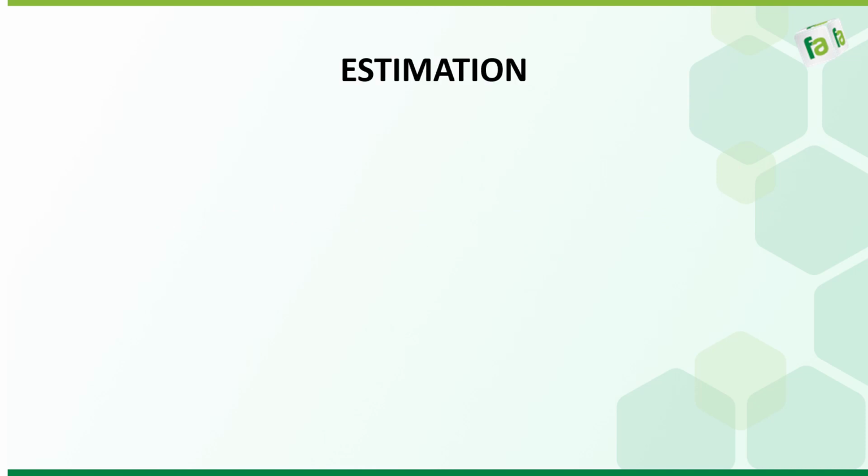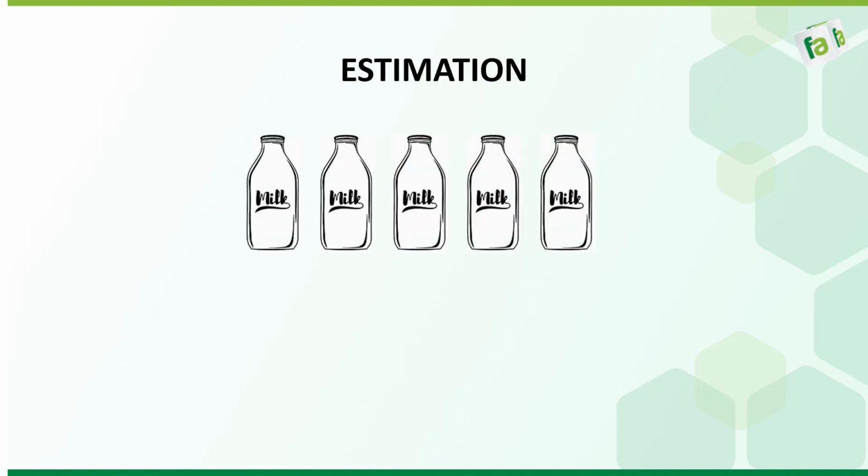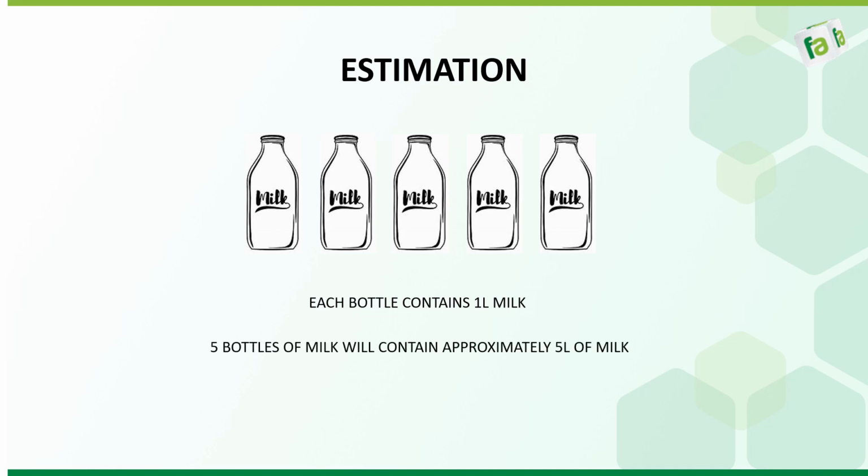Can you tell the exact quantity of milk in these jars? If one jar is approximately 1 liter. No. We can only estimate the quantity of milk in these 5 jars. Since each jar can hold 1 liter, 5 jars of milk will contain approximately 5 liters of milk. But this is not the exact quantity of milk.